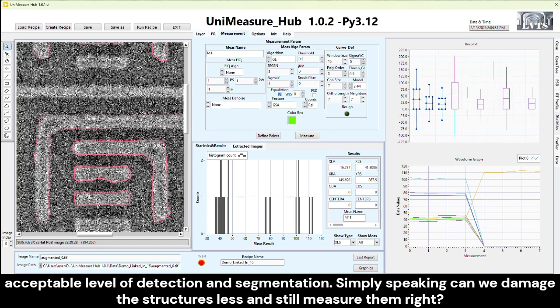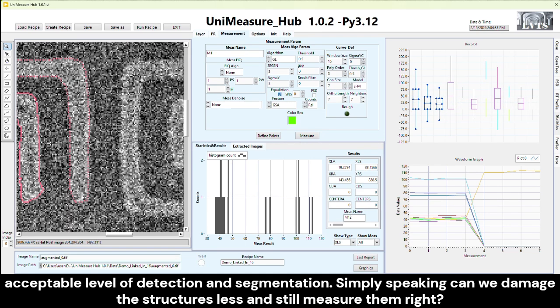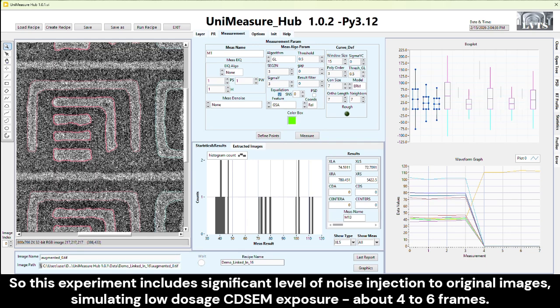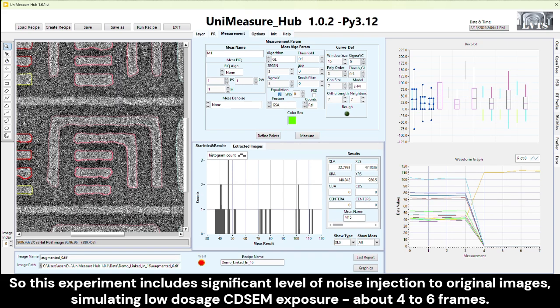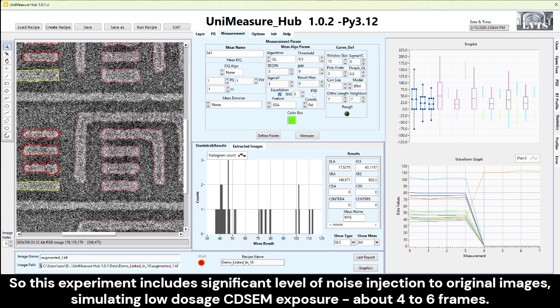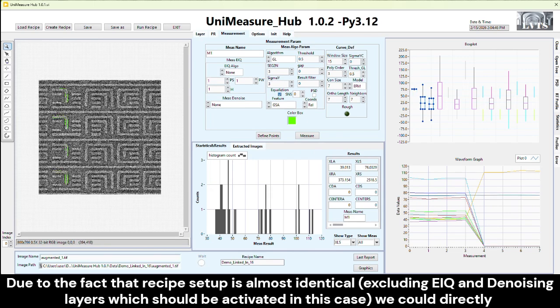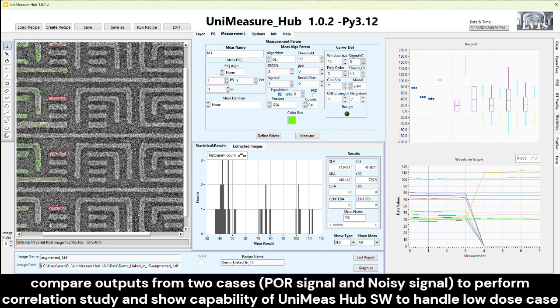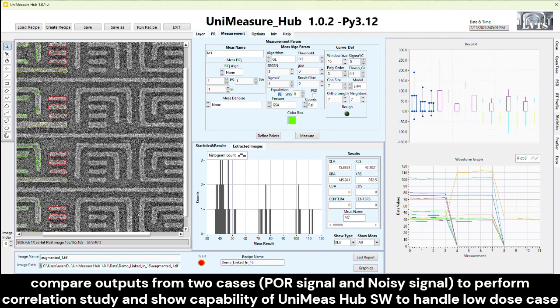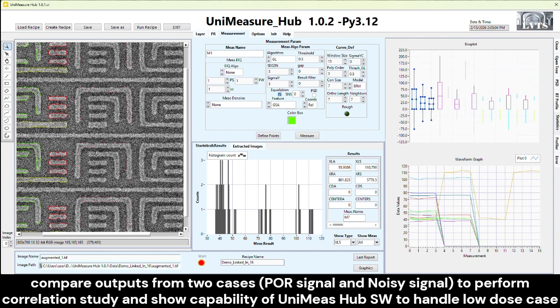Simply speaking, can we damage the structures less and still measure them, right? So this experiment includes a significant level of noise injection to the original images, simulating low-dose CDSEM exposure, about 2 to 4 frames. Due to the fact that the recipe setup is almost identical, excluding EIQ and denoising layers which should be activated in this case, we could directly compare outputs from two cases, POR signal and noisy signal, to perform a correlation study and show the capability of Unimeasure Hub SW to handle the low-dose case.